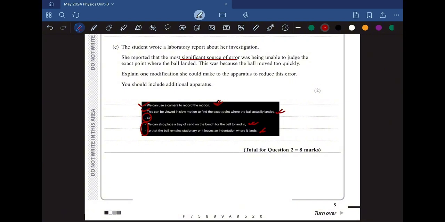Hopefully you guys have understood this paper, and in the next video I'll be solving question number 3 from the May 2024 Physics Unit 3.